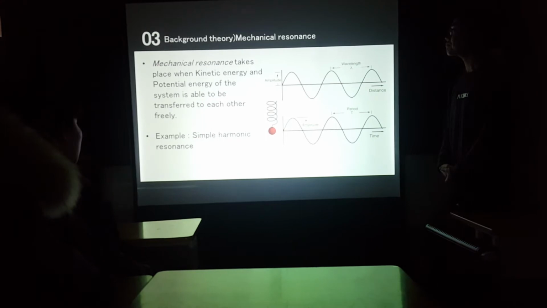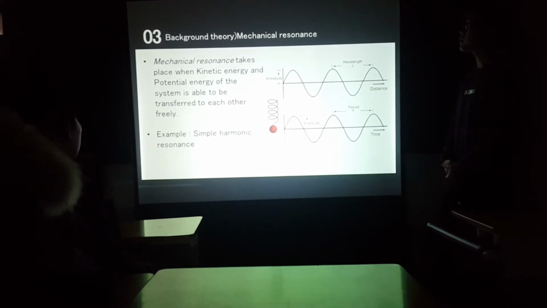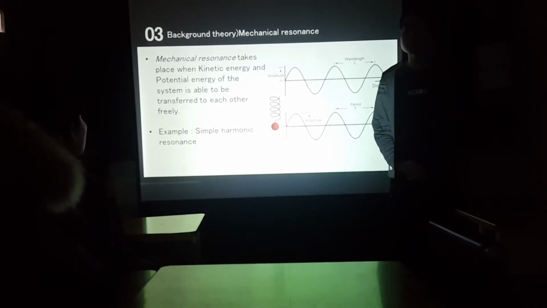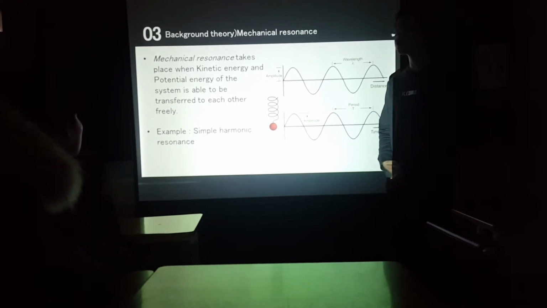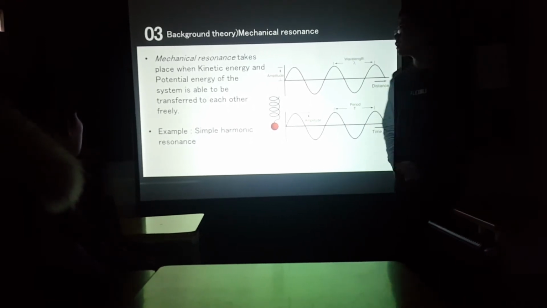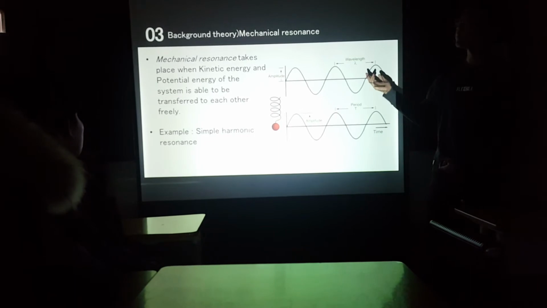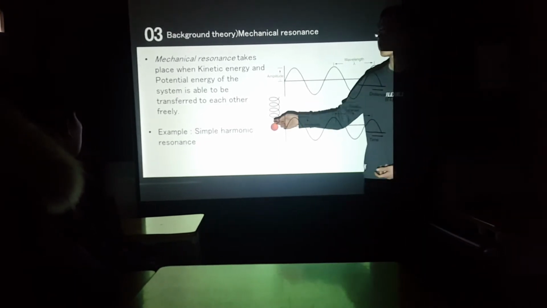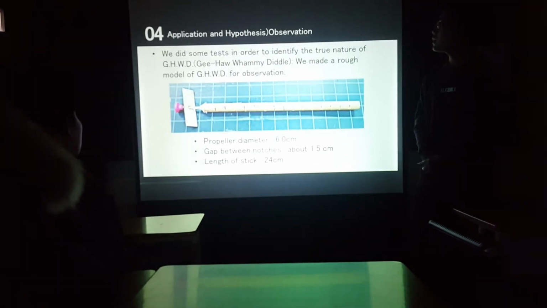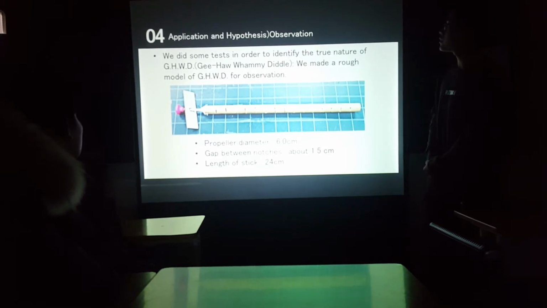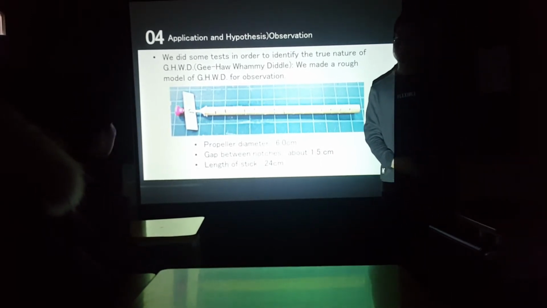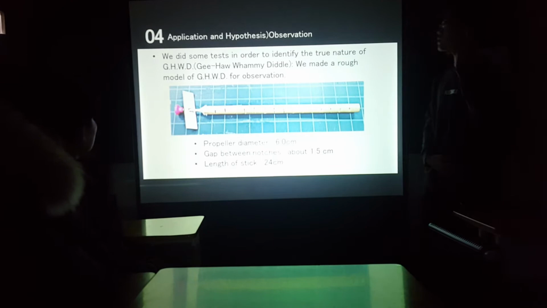Next. And we are going to cover mechanical resonance, which takes place when kinetic energy and potential energy can be transported to each other freely. An example of mechanical resonance is simple harmonic resonance. Next. And finally, we are going to have an observation on the G-hole wave below, first and forced process.